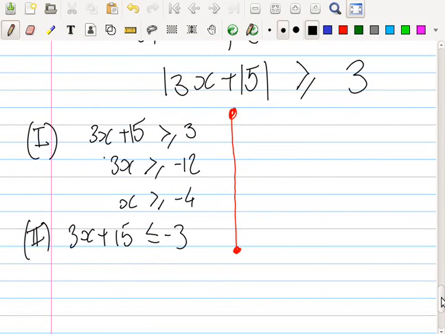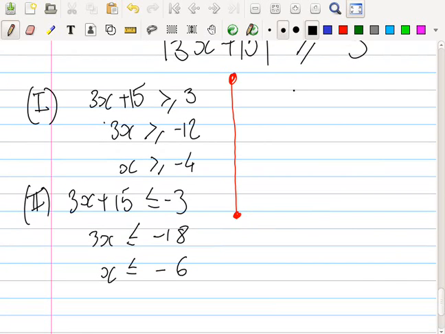So then the second answer here would be 3x less than or equal to minus 18, so x less than or equal to minus 6. So if you put the two answers together, x must be more than or equal to minus 4 or less than or equal to minus 6. So that's minus infinity to minus 6 and then minus 4 to infinity.